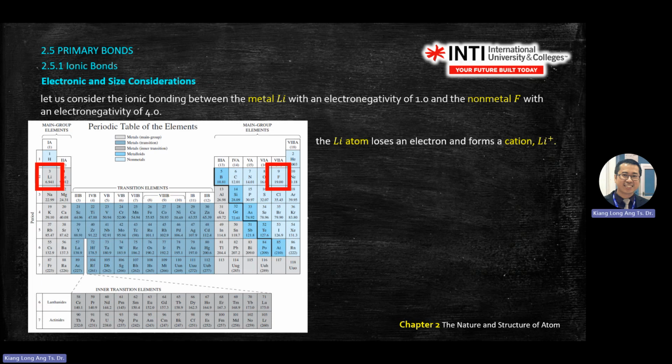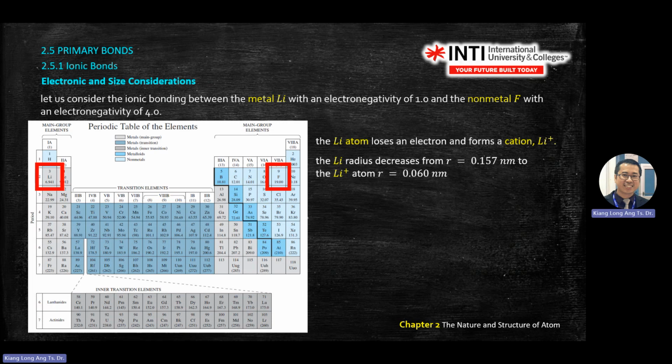Okay. So lithium loses 1 electron and forms a cation. So Li has a positive charge, and the radius of Li decreases. What does it mean? Lithium, the SPDF, how do you write? 1s2, 2s1. So how does it become positive? This one flies away.